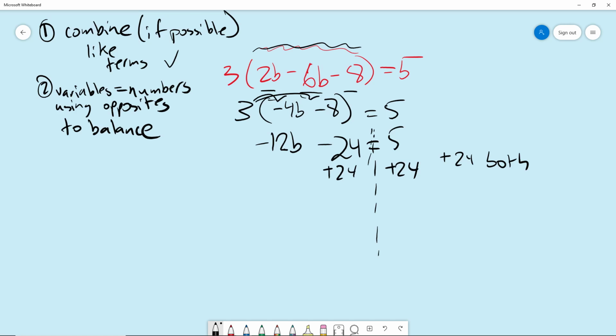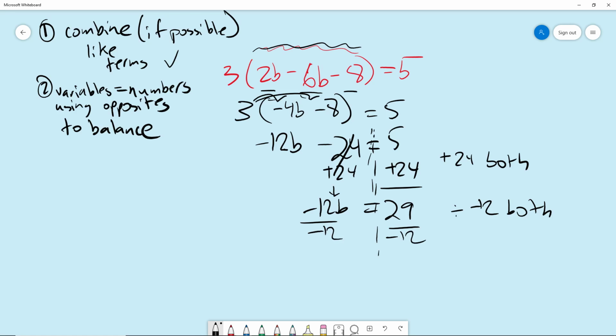Remember, that's why I have my line. I don't want to do two 24s over here. I want to do 24 to both. Still have my -12b. Combine my like terms on my right side now, my 5 and 24, 29. And then I've got multiplication here, so I'm going to do the opposite of multiplication and divide by -12 to both sides. So yeah, it doesn't look like it's going to go in evenly, but that's totally fine.